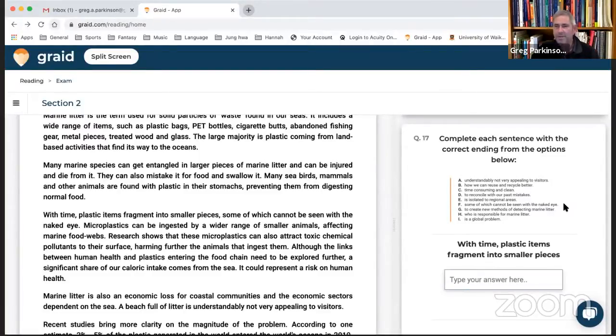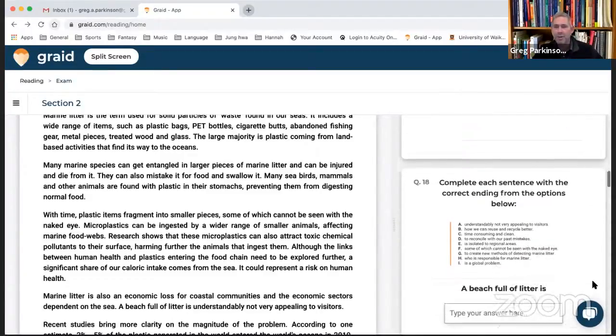And as it happens, it's actually the exact same words. So I'm just going to type that in, some of which cannot be seen with the naked eye. I would definitely put in the full stop. Use the correct punctuation. Sometimes you might not be penalized for incorrect punctuation, but it's always better to be accurate.